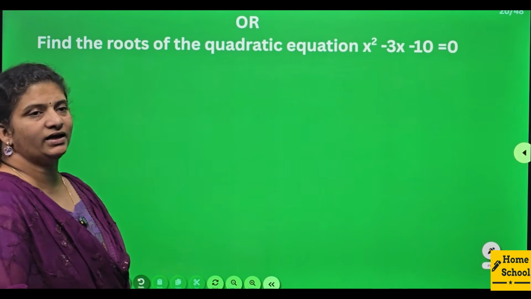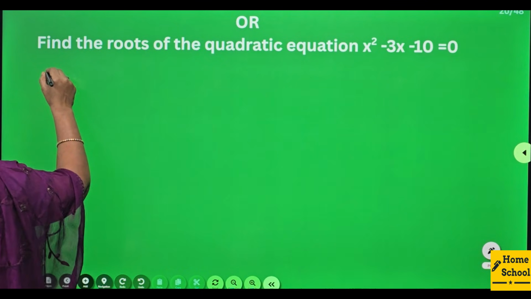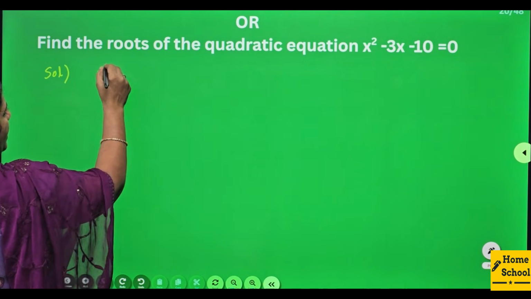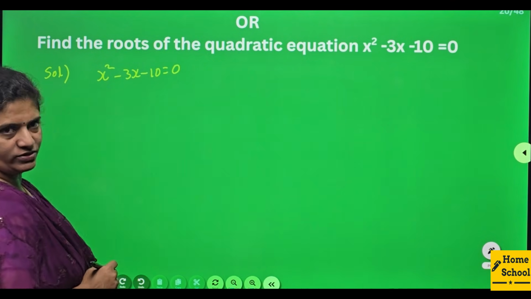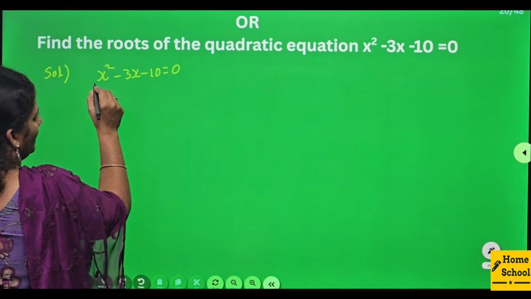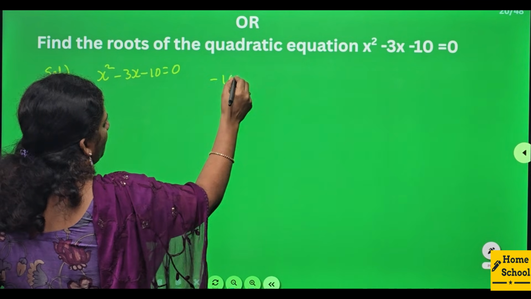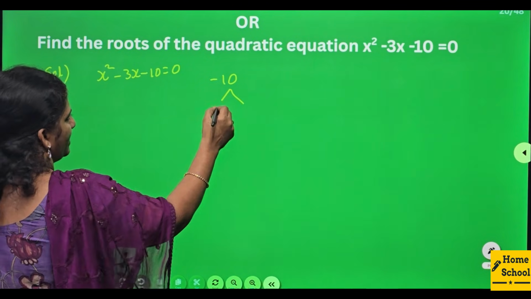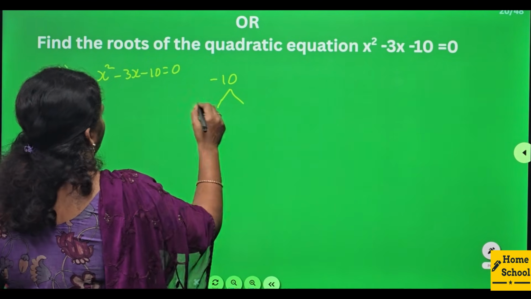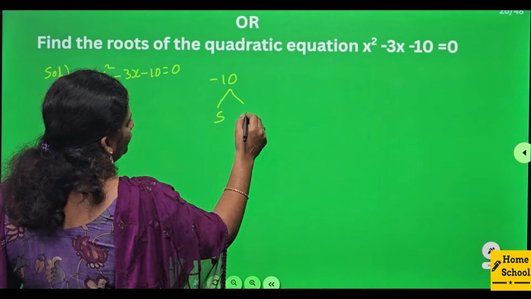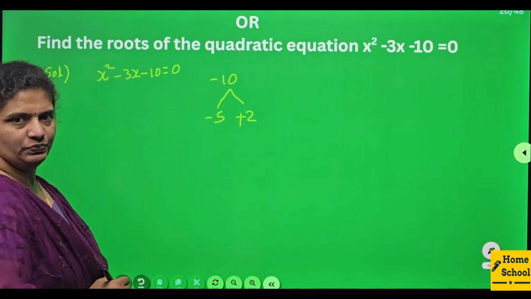In this we have one more OR question. Find the roots of the quadratic equation x square minus 3x minus 10 equal to 0. Given quadratic equation x square minus 3x minus 10 equal to 0. Find the roots. In order to find roots, first multiply a and constant. A value is 1. So 1 into minus 10 is minus 10. Find the factors for minus 10. We need to get, add or subtract, we should get minus 3. What are the factors here? 5 2s are 10. Minus 3, that means minus 5 plus 2.